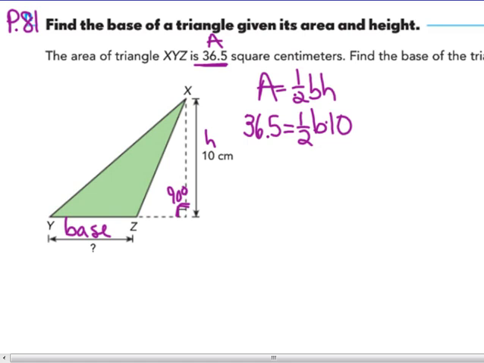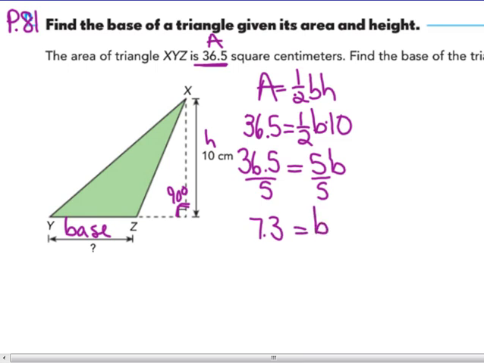Well, the only thing I can take half of is 10, so I'm going to do that. Half times 10 would be 5. Still don't know the base, got to solve that. So 36.5 equals 5 times what number? It's a multiply equation. Divide on both sides. So yes, we're going to be doing some algebra in our geometry. And you get 7 3/10 equals B.